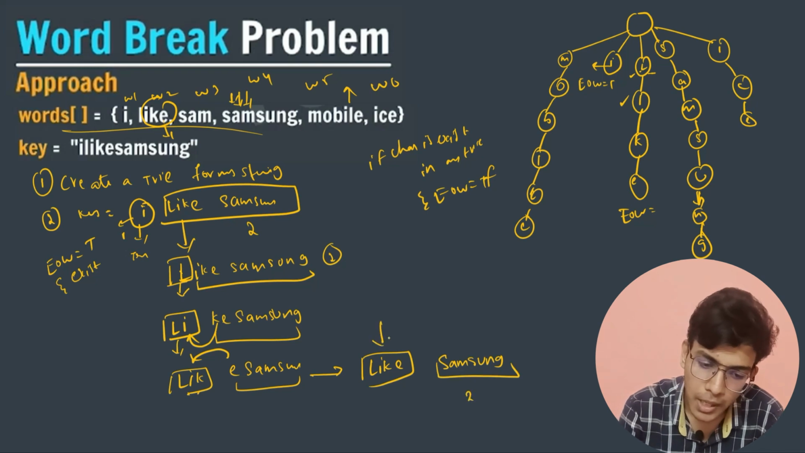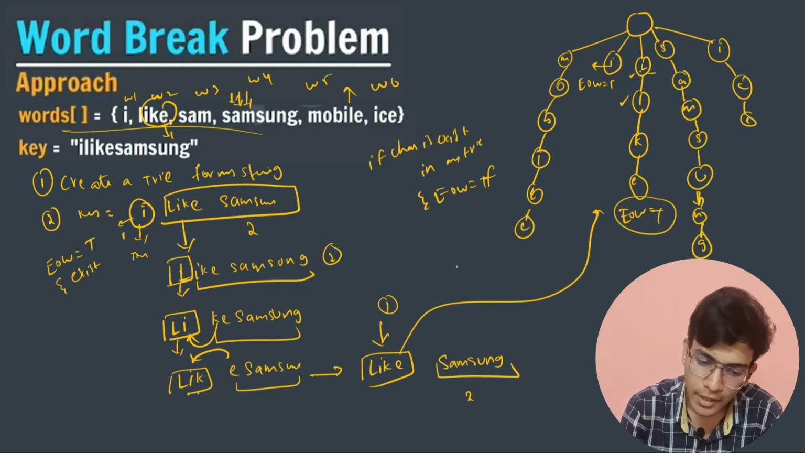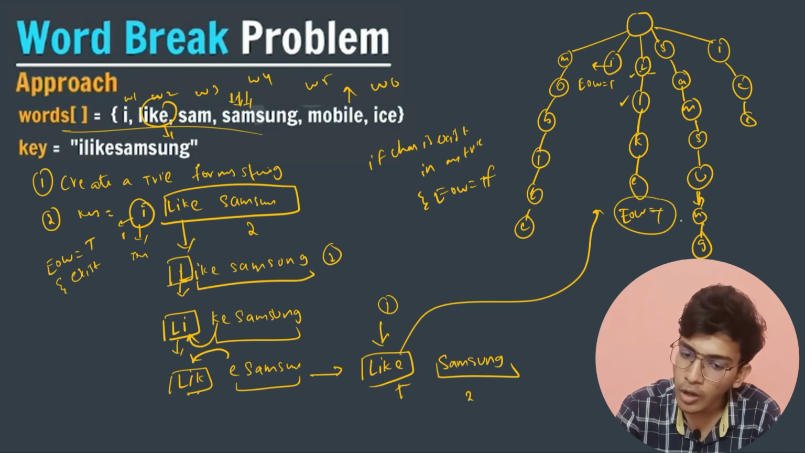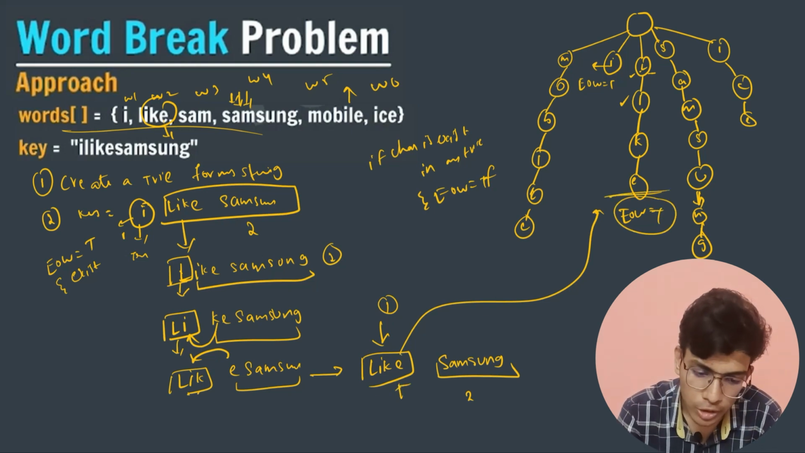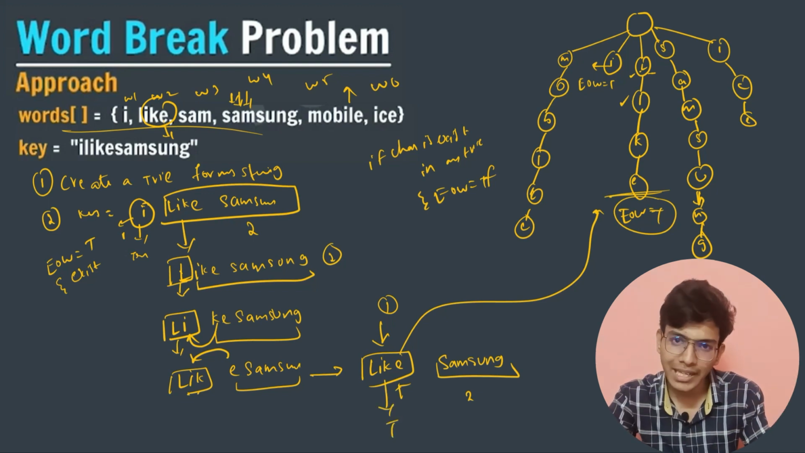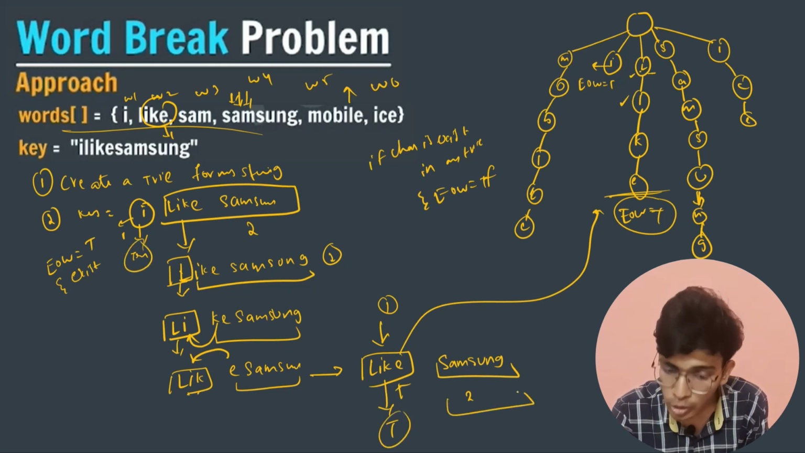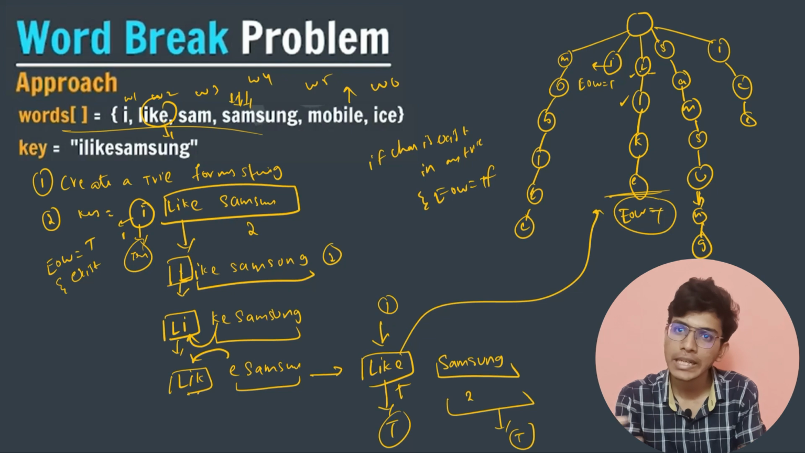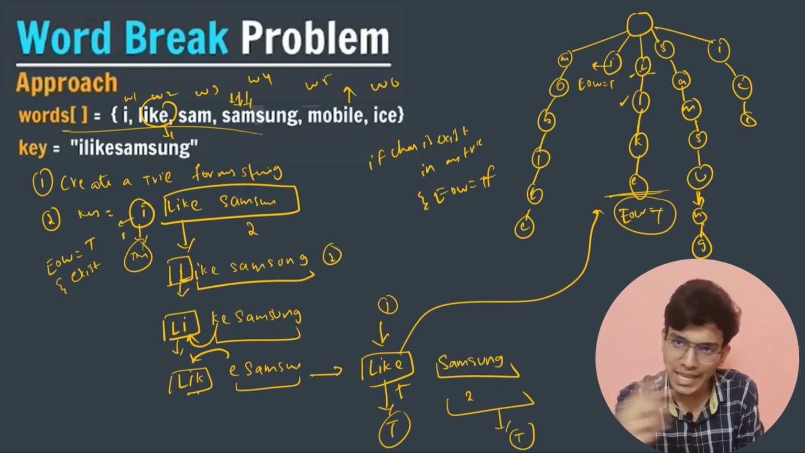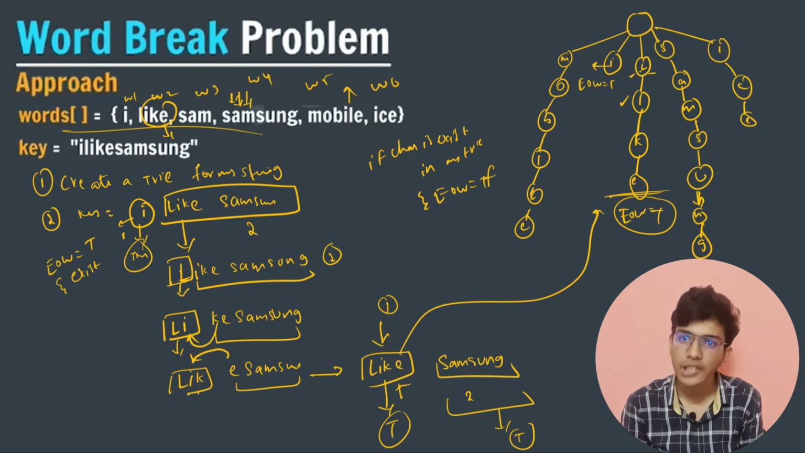Now for this first part, it is existing, and end of word is also true, right? Because the last character is E. For E the end of word is true, so this will return true. Like this, if all the breakdowns return true, and this one also returns true, then and only then I will return true. If any case returns false, then I will return false. This is how I will do it.